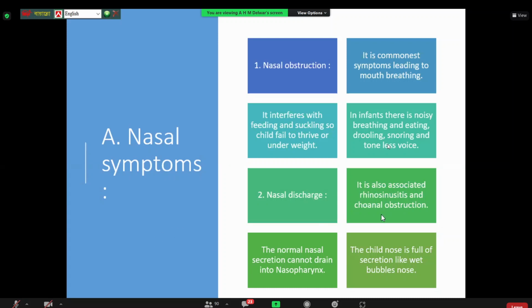With frequent attacks of cold, the normal nasal secretion cannot drain into the nasopharynx. This is important. The child's nose is full of secretion, like what?